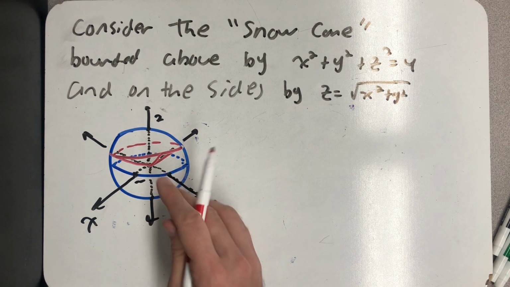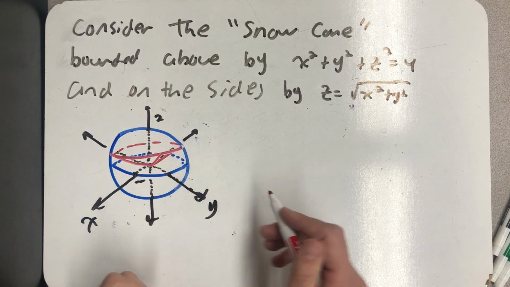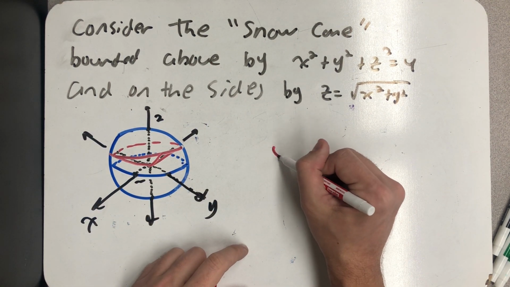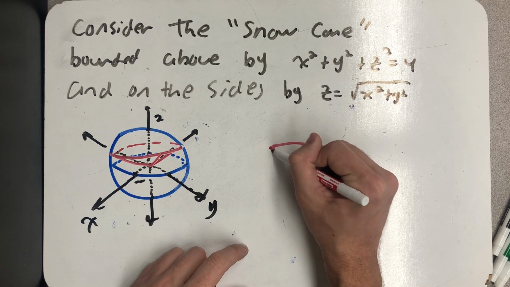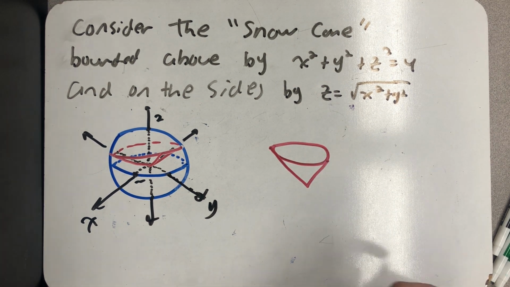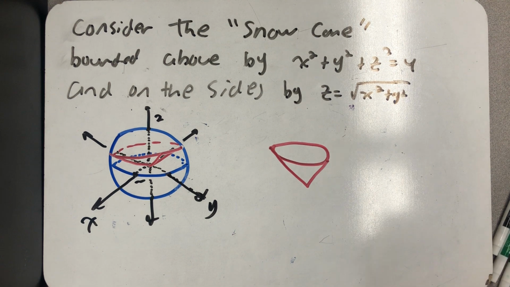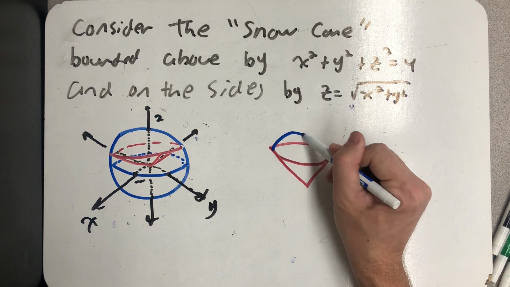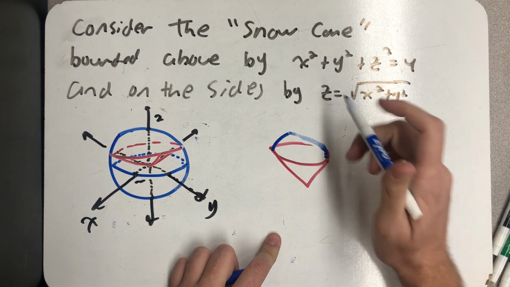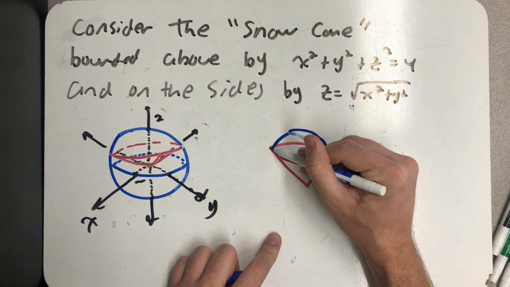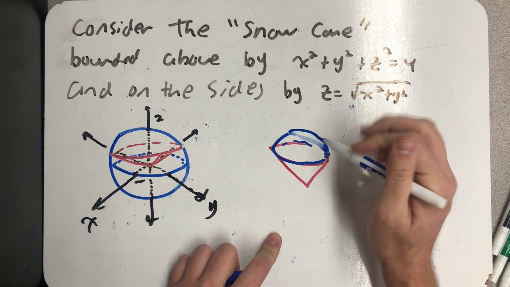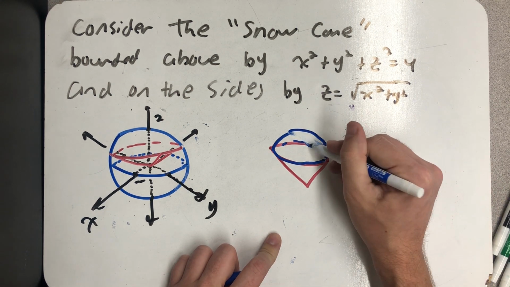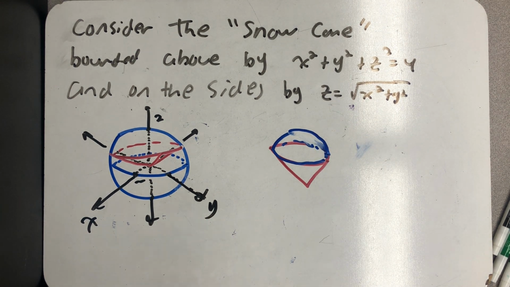Right, so I spin that around, and so I see the top of the snow cone in blue and then the cone part in red. And so all together I could imagine there's my cone, and then just the top lens of the sphere above where they intersect. I haven't done a great job of drawing this, but I think it works fairly well. So there is the snow cone region I'm talking about, and now I'm supposed to describe it using spherical coordinates.